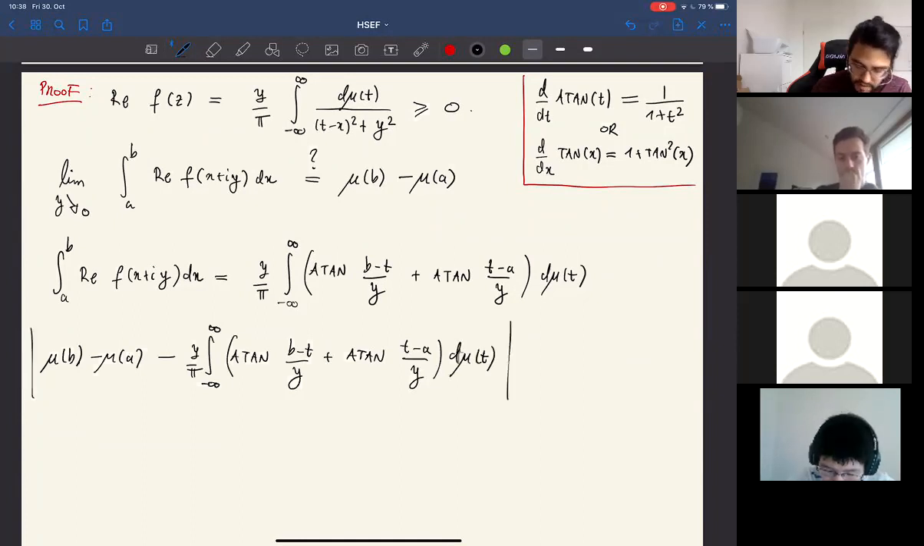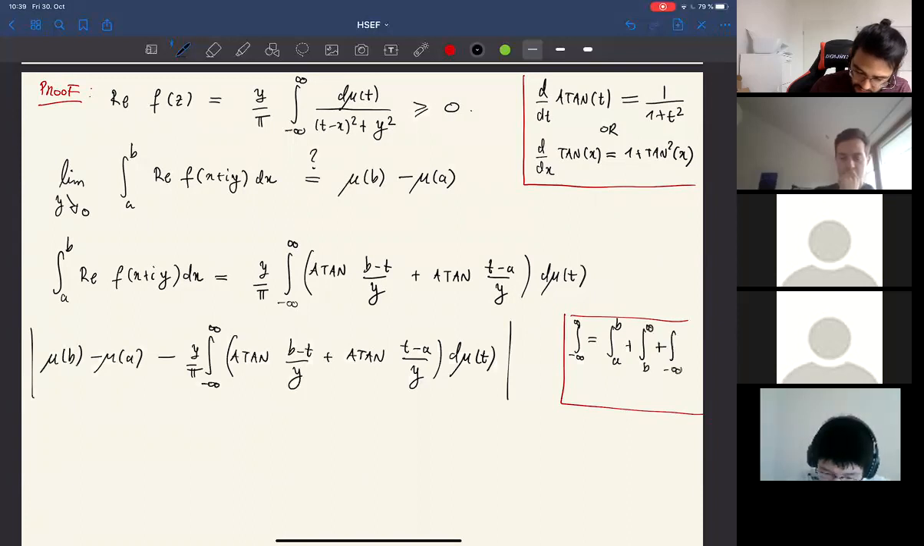And compute the moduli. So this is exactly just mu of b minus mu of a minus this integral here. What I want to do is split that integral from minus infinity to infinity in three parts: one from a to b, then one from b to infinity, and then one from minus infinity to a. That's what I want to do.